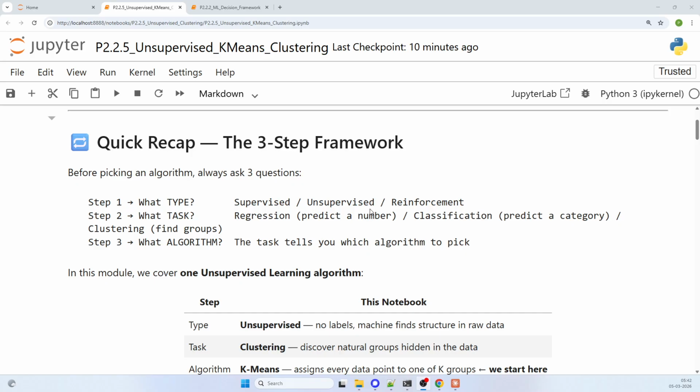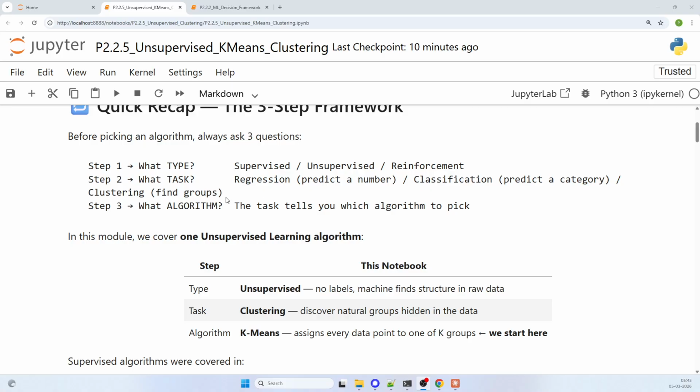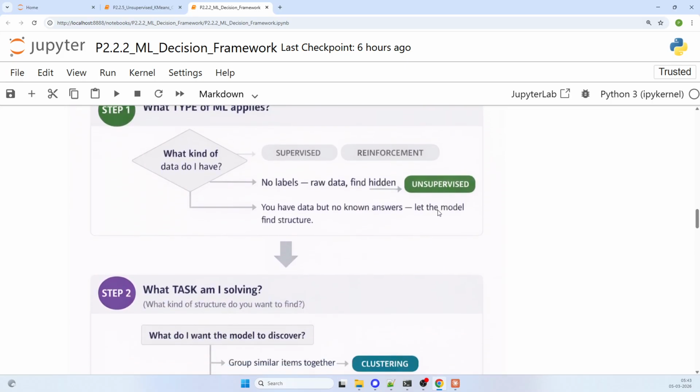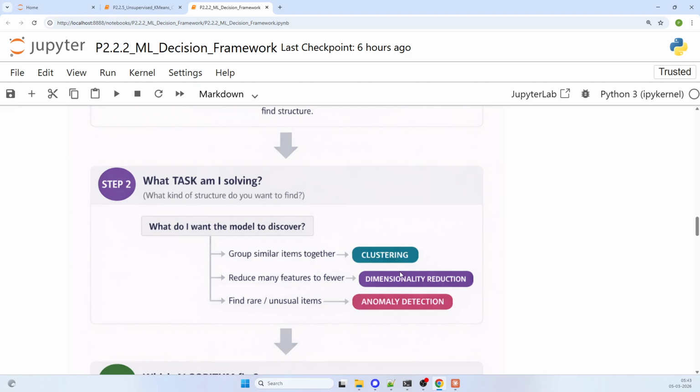If I have only raw data, no labels, I mean only input, no output, in that case I will use unsupervised machine learning. After choosing unsupervised learning, what I need to do is apply a clustering task, because as we discussed, if it is unsupervised learning, you have three categories: it can be a clustering task, a dimensionality reduction task, or an anomaly detection task.